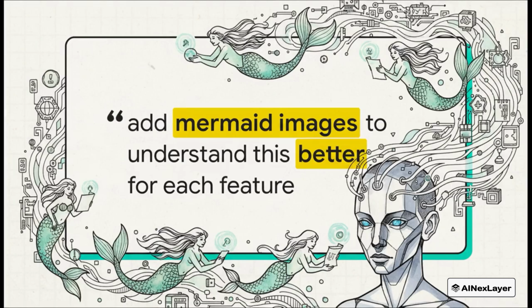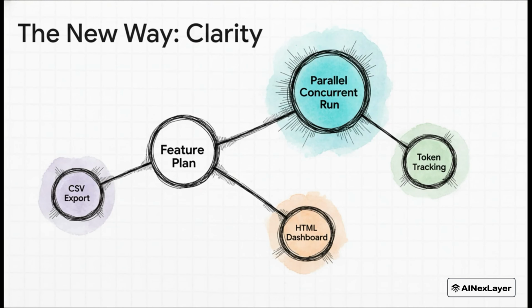But now all it takes is a simple little follow-up prompt asking the agent to turn that plan into a picture. And this is where it gets really cool. And just like that, the same information is totally transformed. The agent uses Mermaid diagrams to create this clean visual layout. You can instantly see all the proposed features and how they connect. And look at that, the highest priority item, adding parallel concurrent runs, just pops right out.